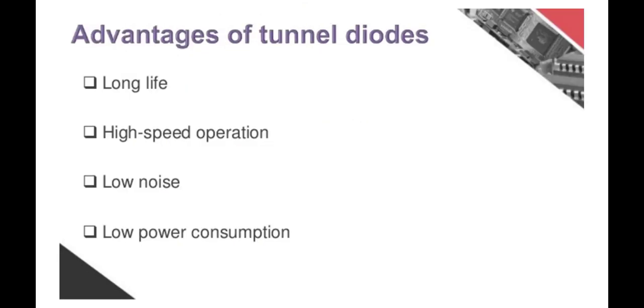The main advantages of the tunnel diode: its lifetime is very long as compared to the PN junction diode. The speed of operation is also high, because the switching speed is very fast as compared to the general diode and PN junction diode. At the time of operation it makes no noise, or very low noise. Another advantage is low power consumption. The tunnel diode requires very little power to operate.